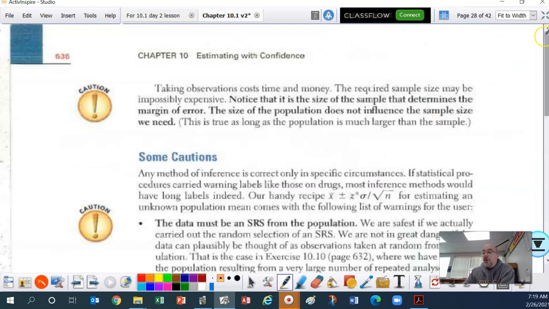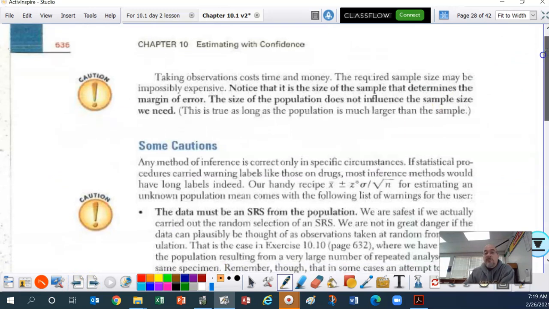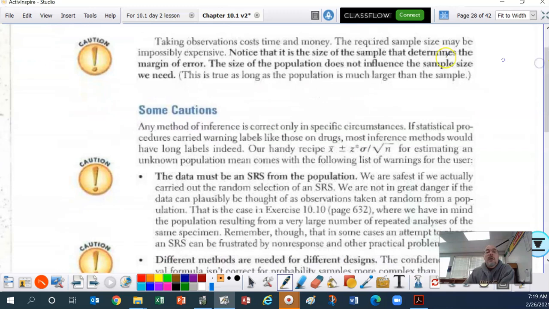All right, there are a bunch of cautions. Again, these are right out of your book, folks, okay? Taking observations costs time and money. The required sample size may be impossibly expensive. Notice that it is the size of the sample that determines the margin of error. The size of the population does not influence the sample size we need.